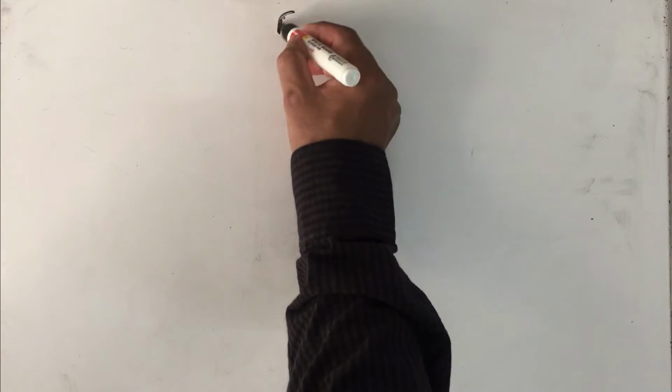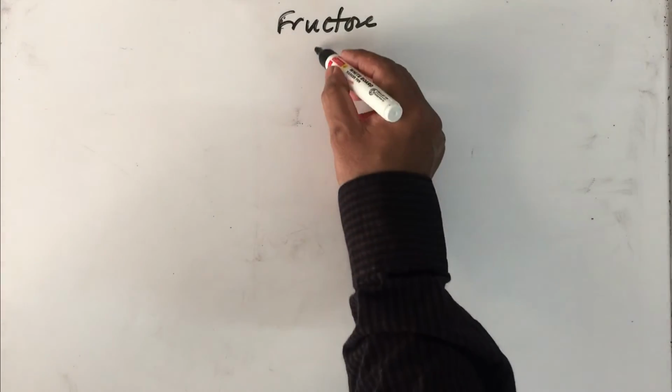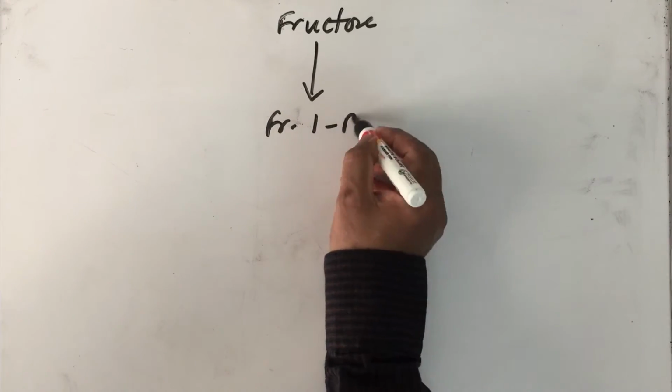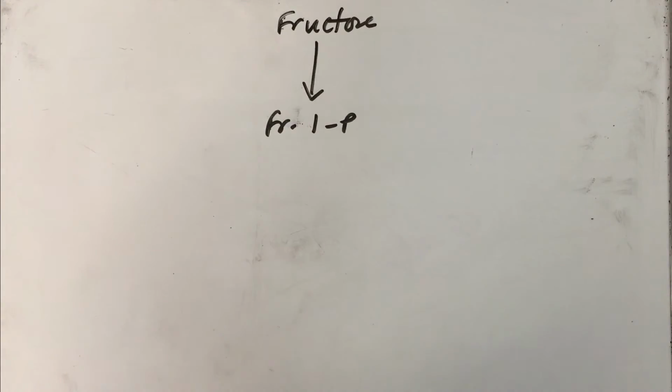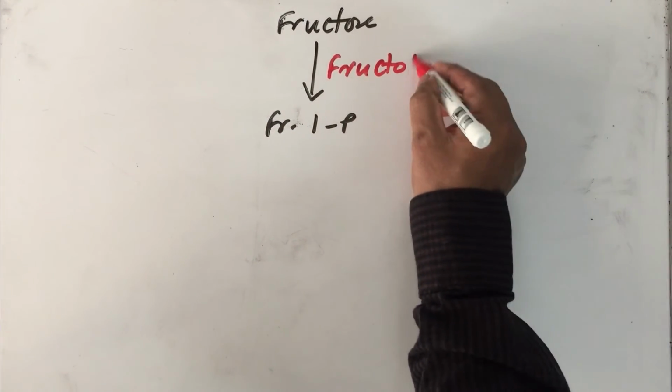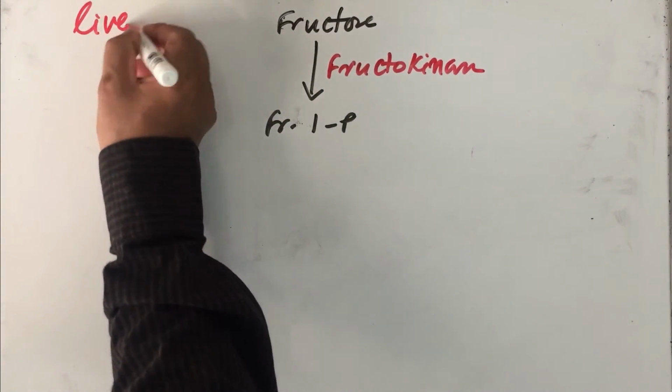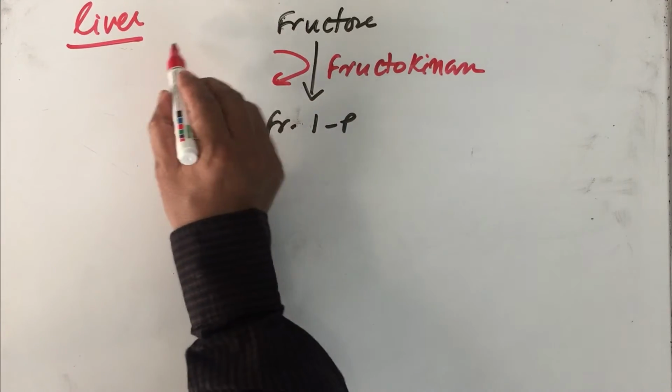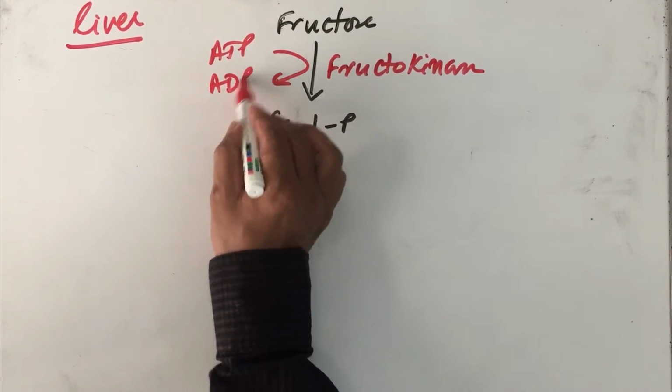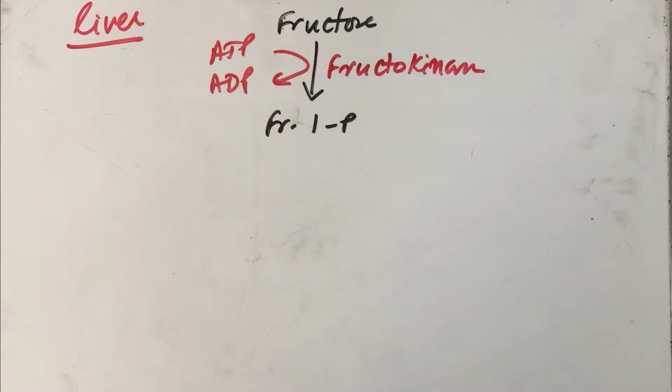Let's begin. I'm not writing the structure once more. Fructose will be converted to fructose 1-phosphate by the enzyme fructokinase. Remember, this is happening in the liver. That also requires ATP and ADP. So fructose 1-phosphate is formed. Remember, fructose 1-phosphate is not an intermediate in the glycolytic pathway. In glycolysis we had fructose 1,6-bisphosphate, but we cannot convert fructose 1-phosphate into it because there is no specific enzyme which can act on it.